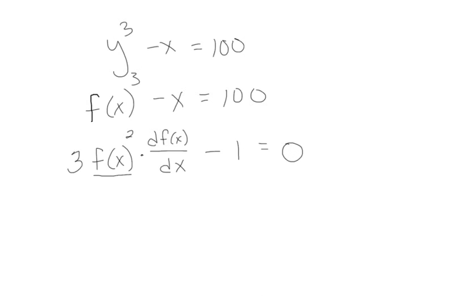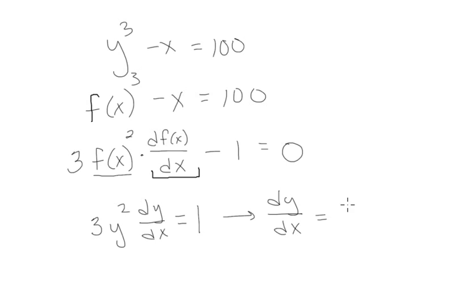I'm now going to solve for the derivative dy dx, which is the thing in the end that I'm trying to find. So I move the 1 to the other side. I'll go ahead and switch back to speaking in terms of y. So this is dy dx equals 1. So I'm now going to get the dy dx by itself. I get that dy dx is equal to 1 over 3y squared. And that's my final solution.